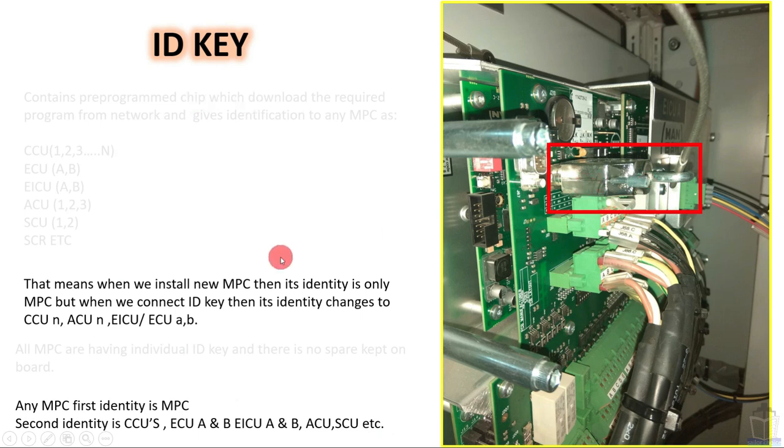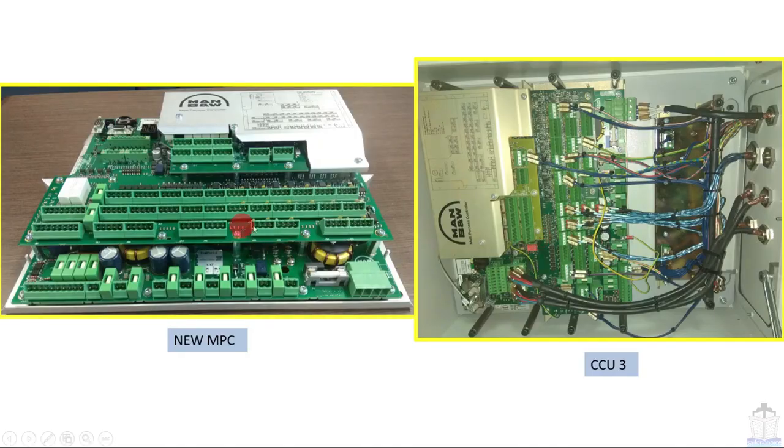Now we are going to understand with some examples. Now here in this picture, this is CCU 3 and this is an MPC, a new MPC kept on board just as a spare. I have some doubt, so I want to replace this CCU 3 with this new MPC. So what I will do, I will simply remove this CCU 3 and put this new MPC in place of CCU 3, and hence this MPC will now become CCU 3.